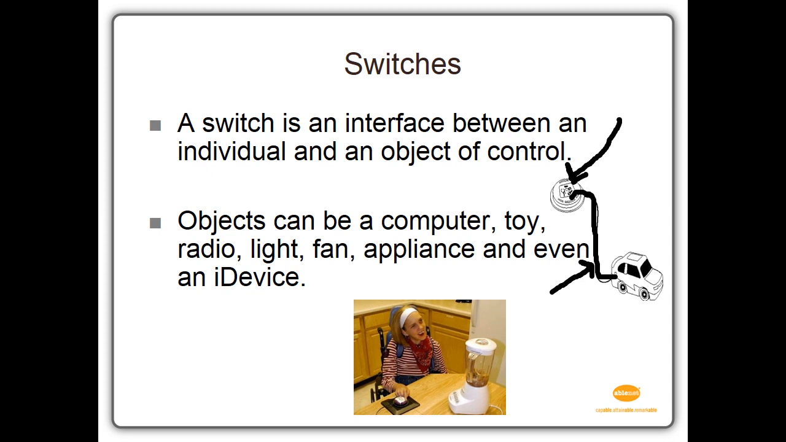Objects that can be controlled with a switch can be things like a computer, toys, radios, lights, fans, a lot of different appliances, even an iDevice. And we're going to touch upon those today.